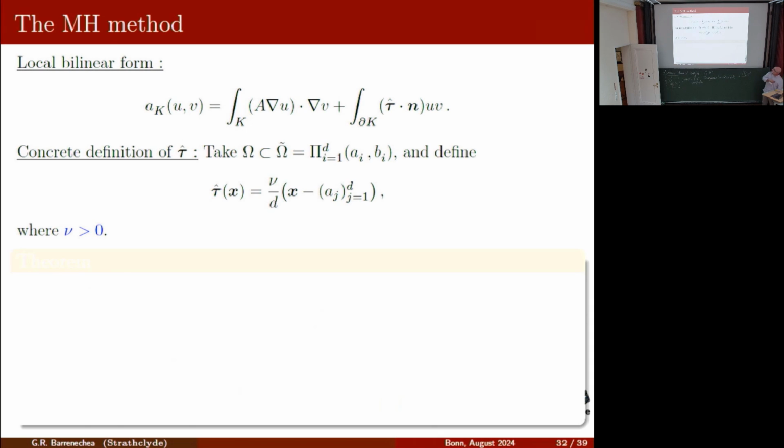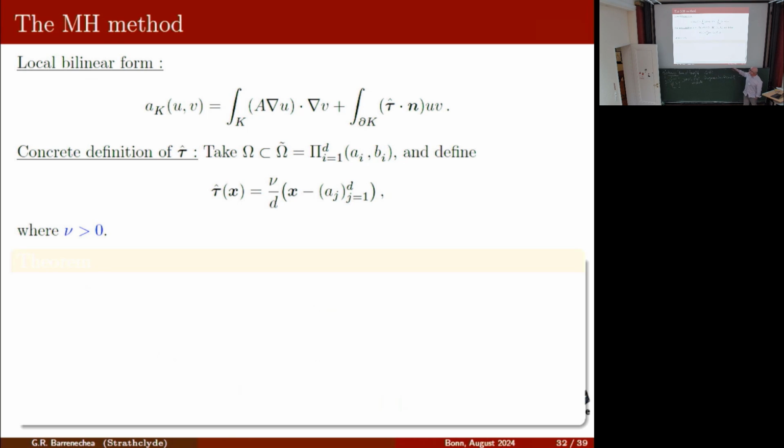So the way we built it, there are thousands of choices for tau that do this. We did something very simple. We put our domain in a box. We got the bottom left corner of that box. We built this linear function, which is the position x minus the bottom corner. We multiply it by a parameter nu, which is positive, divided by the number of space dimensions. This is just because we wanted our divergence to be nu, okay? Because it looks pretty when the divergence is nu and not some constant times nu, okay?